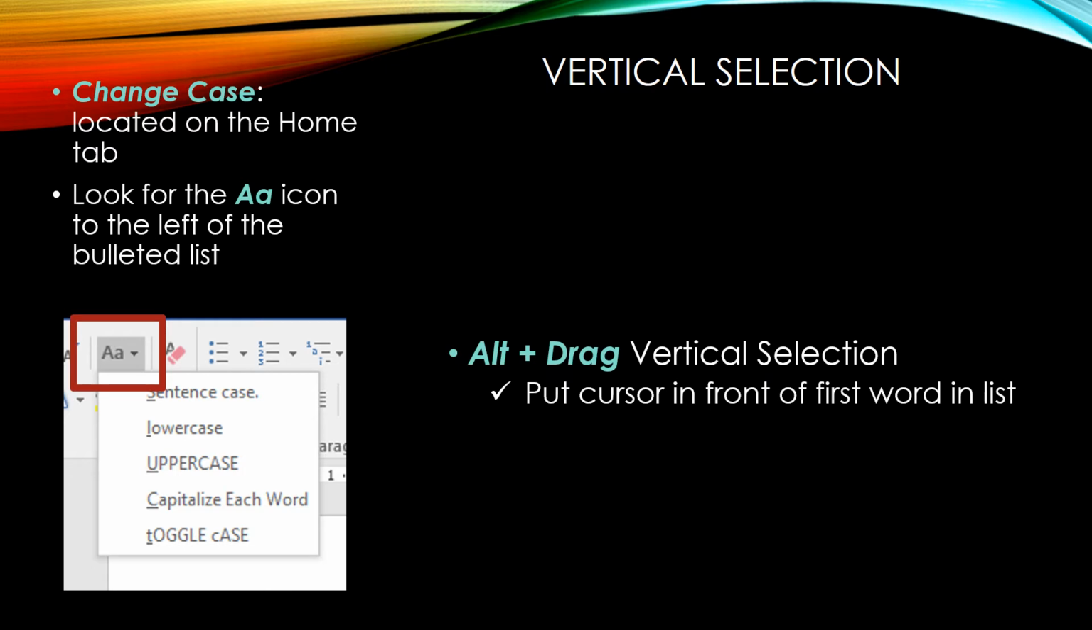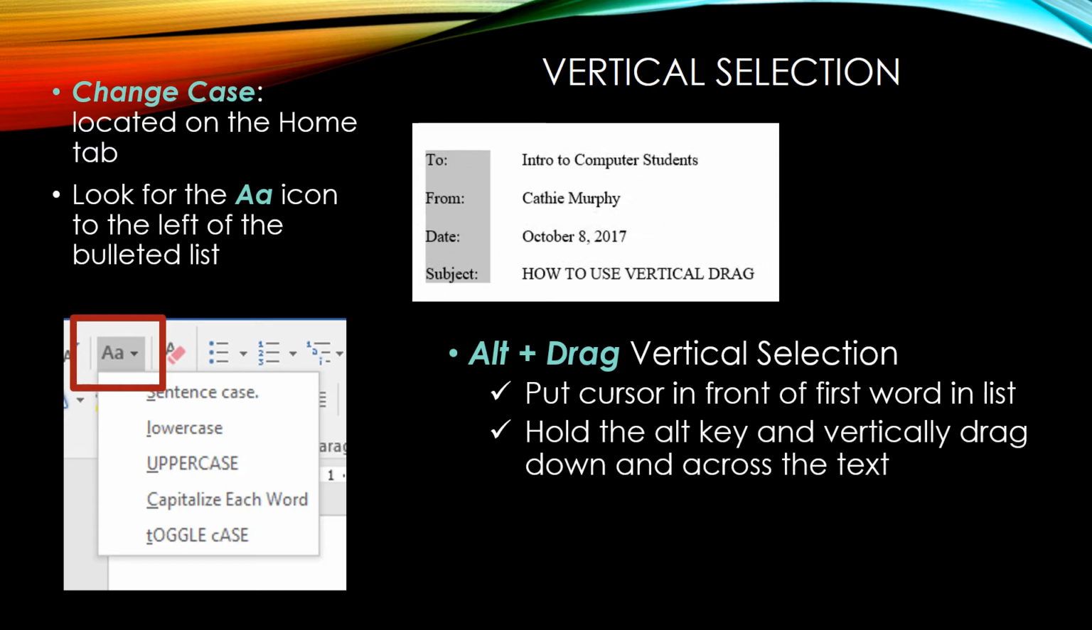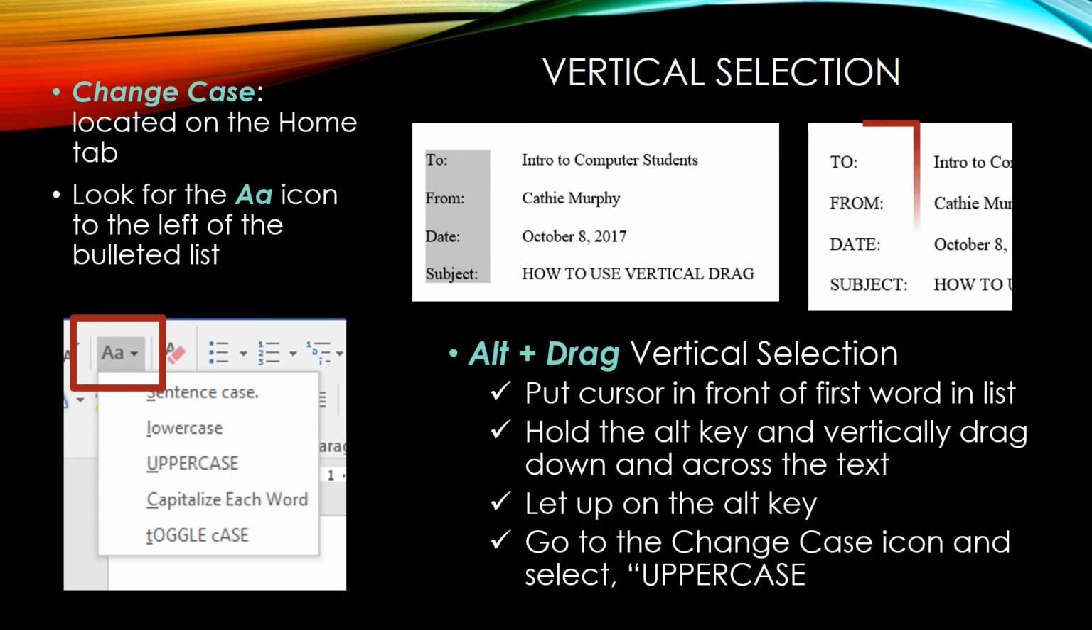We're going to do this by putting our cursor in front of the first word in the list. In this case, the first word would be to. And then you're going to hold down the Alt key and vertically drag down and across the text until you have the words to, from, date, and subject selected. Then let up on the Alt key. Then go to the Change Case icon and select Uppercase.